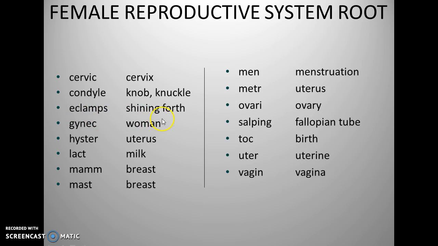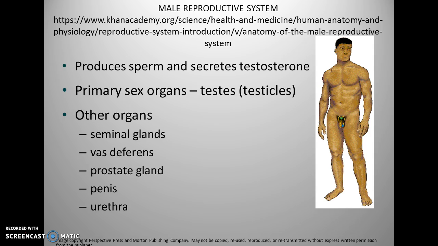eclampsia, shining forth, gynec, woman, hyster, uterus, lact, milk, mamm, breast, mast, breast, men, for example menstruation, metr, uterus, ovari, ovary, salping, fallopian tube, toc, birth, uter, uterine, and vagin, vagina. So again, these are the root words associated with the female reproductive system.